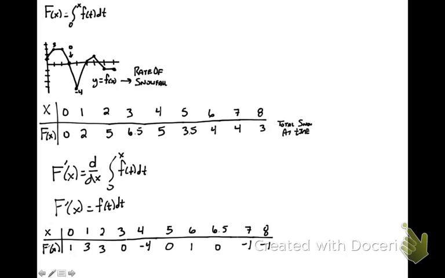And so then we can ask questions like, on what subintervals from 0 to 8 is f increasing? Well, f would be increasing on this interval from 0 to 3, because the derivative is positive. And when it's decreasing, well, it's decreasing here from 3 to 5. It's increasing from 5 to 6.5, and it's decreasing from 6.5 to 8.